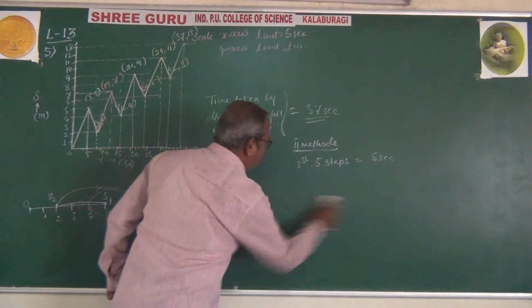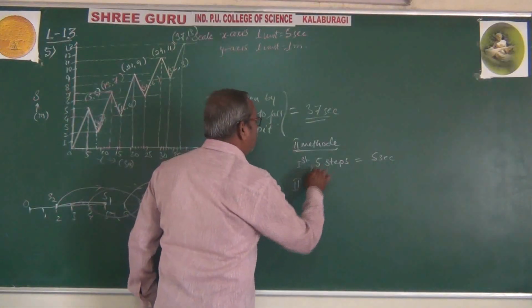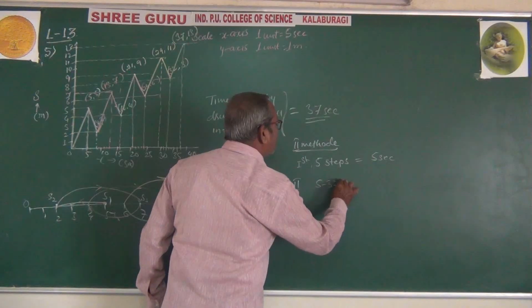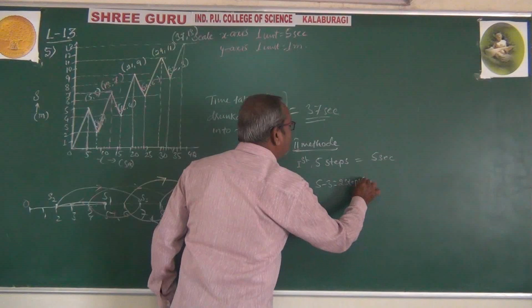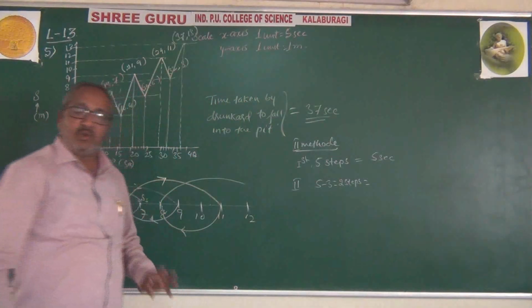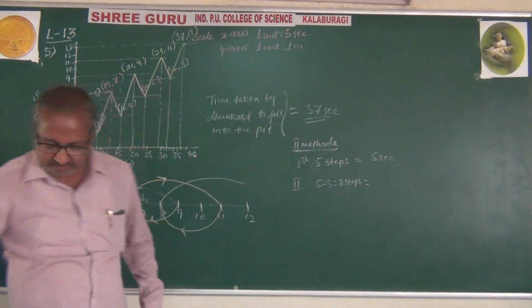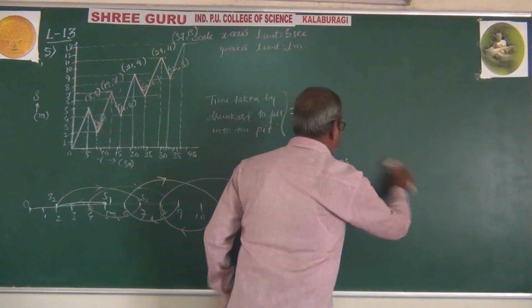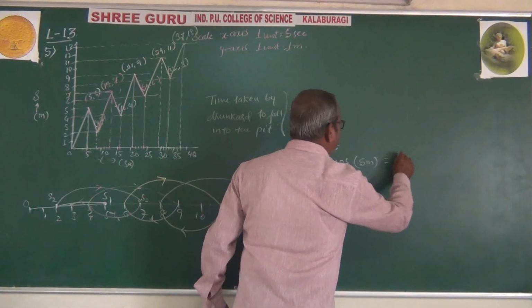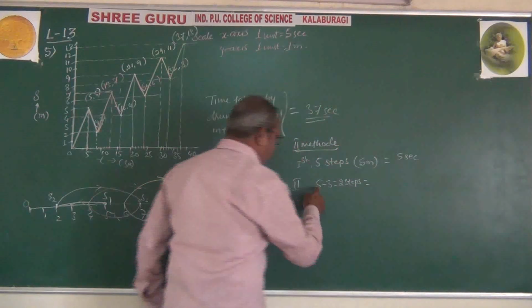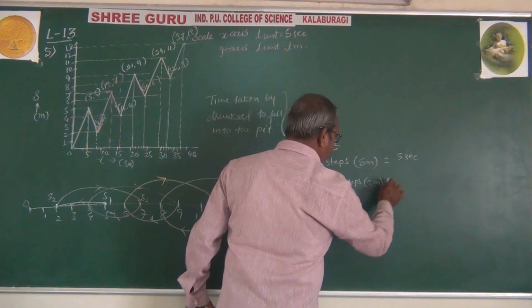Second, 3 steps backward. 3 steps backward means 5 minus 3 equal to 2 steps. Each step is 1 meter in length. So therefore here 5 steps means 5 meters, and time is 5 seconds. Here 5 minus 3, 2 steps. 2 steps means 2 meter position.